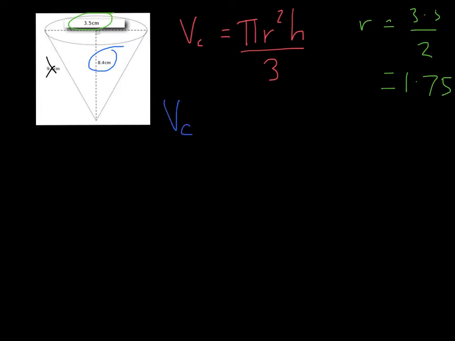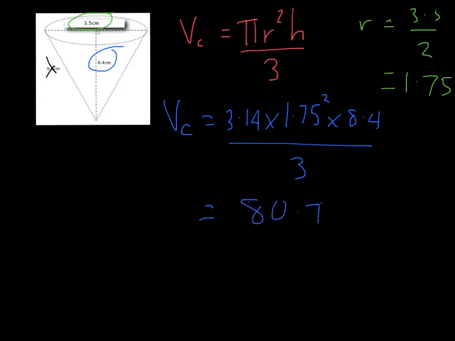Volume of the cone is equal to pi r squared h divided by 3. So it's going to be equal to pi, 3.14, times the radius, which we found was 1.75, squared, times the height of 8.4, all divided by 3. This is certainly when you should be using a calculator. So 3.14 times 1.75 times 1.75 times 8.4 gives us 80.7765, all divided by 3.